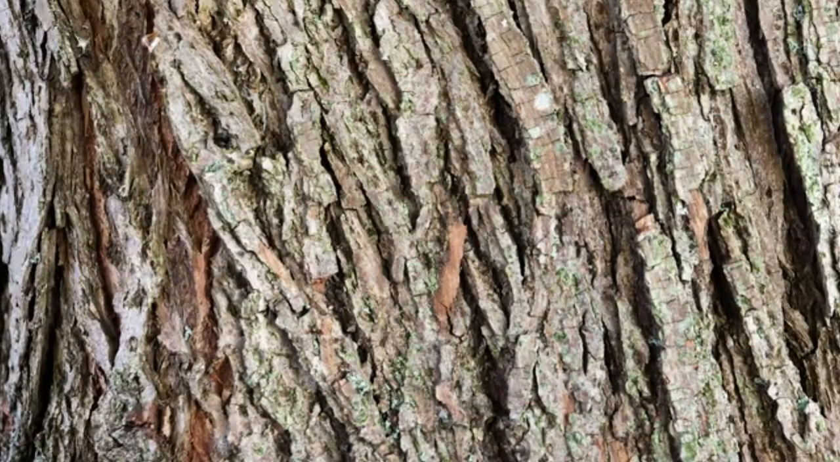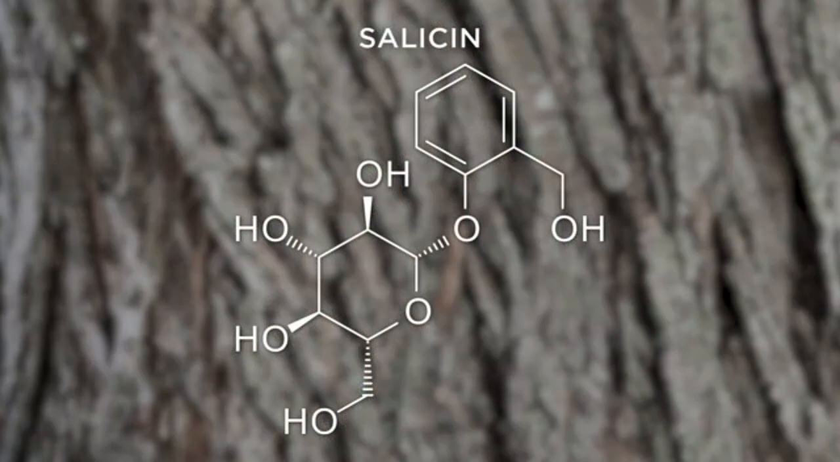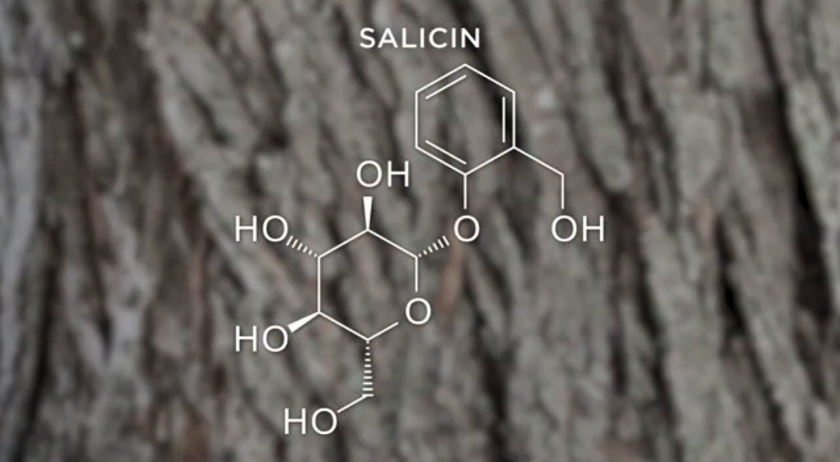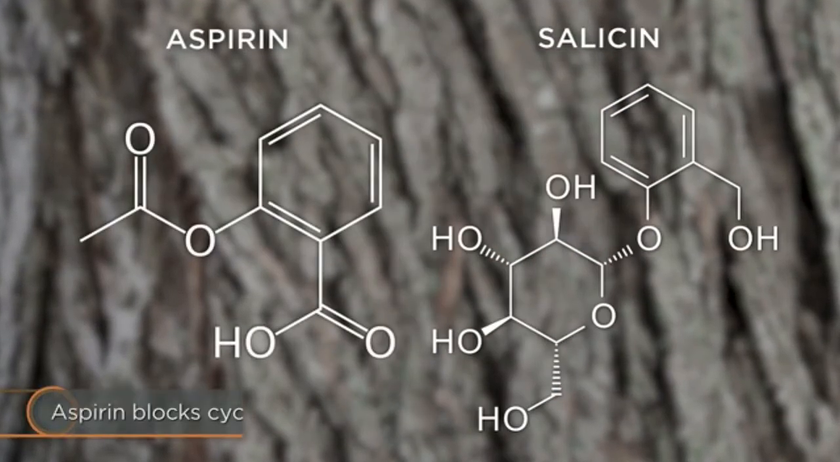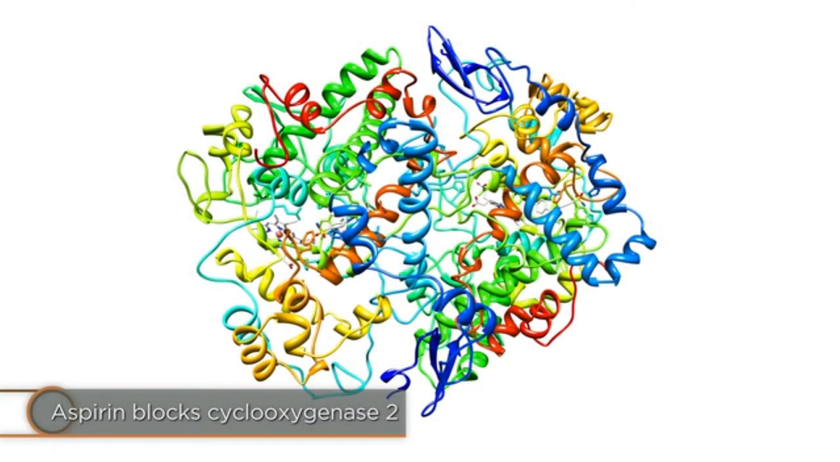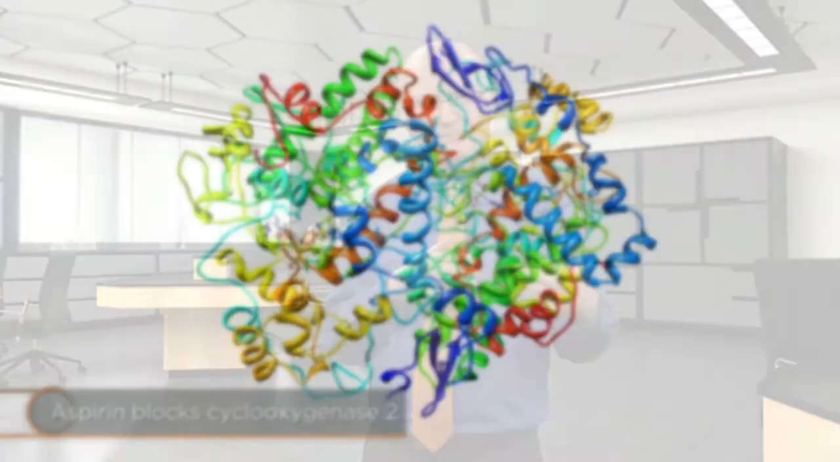Willow bark, we now know, contains a compound called salicin, which in the body is converted to a molecule similar to aspirin. Aspirin blocks an enzyme called cyclooxygenase 2 from making molecules that cause pain and inflammation. The majority of enzyme regulators used as drugs work by reducing the activity of the target enzyme. Enzyme inhibition by drugs involves molecules binding to enzymes, reversibly or irreversibly. Now, the irreversible ones are sometimes called suicide inhibitors.